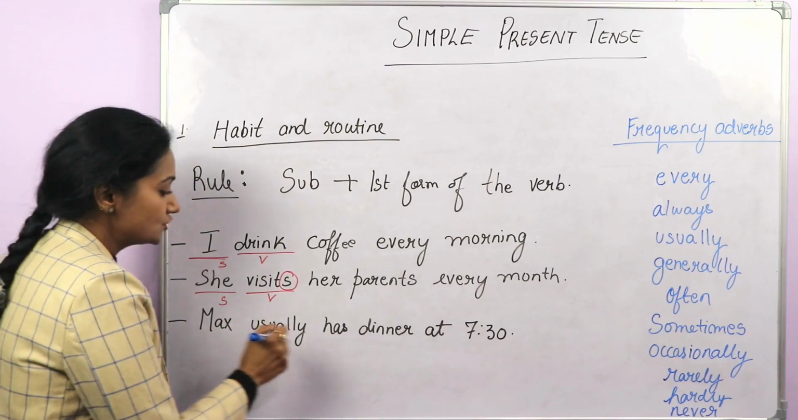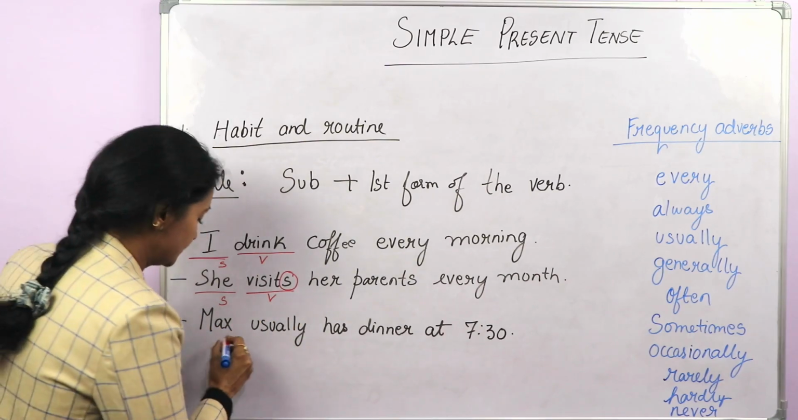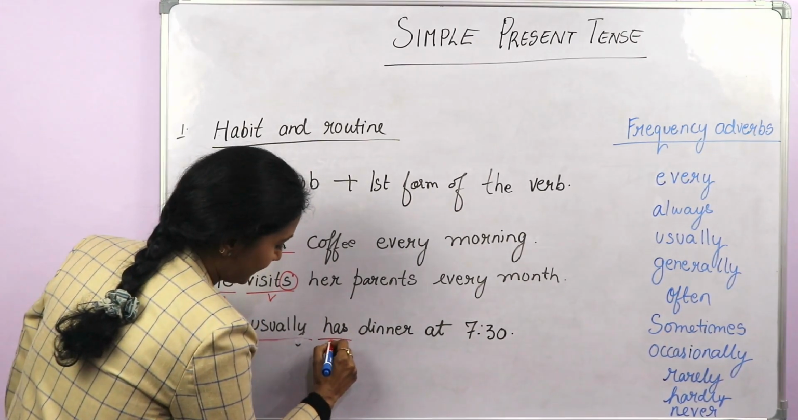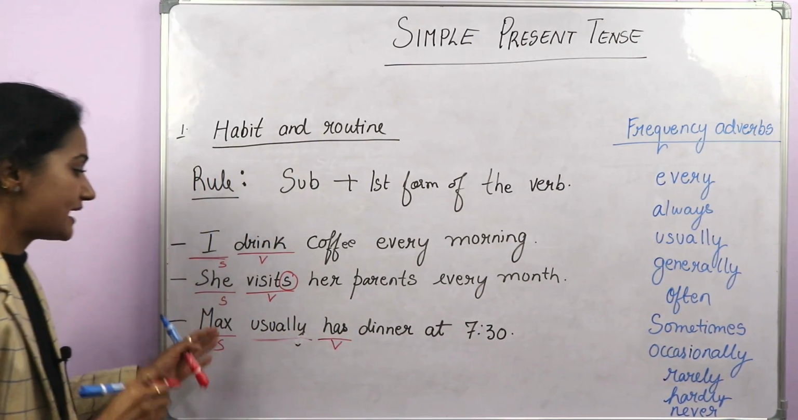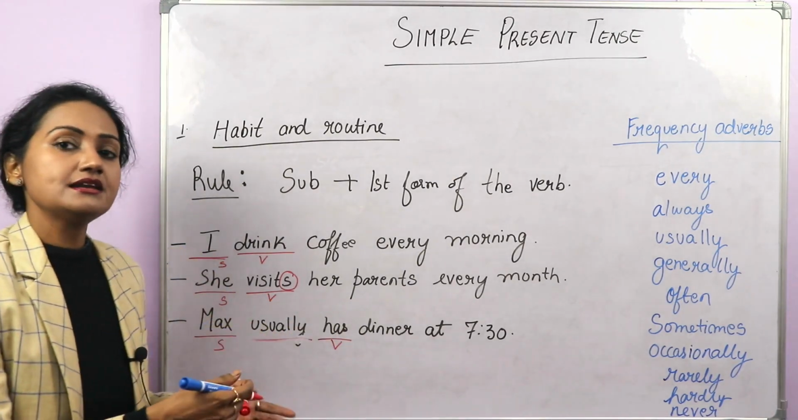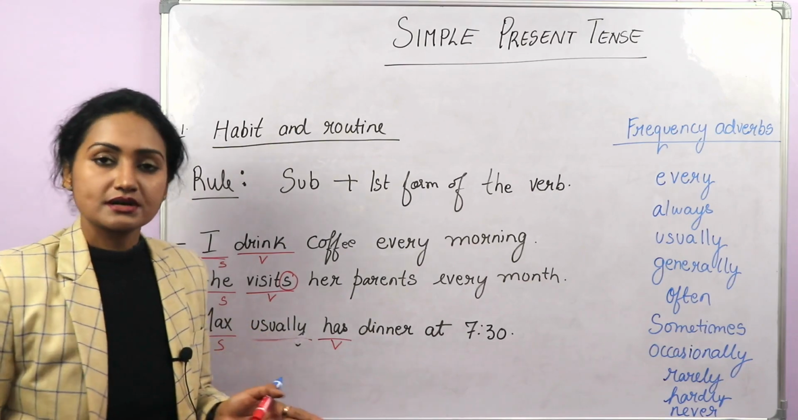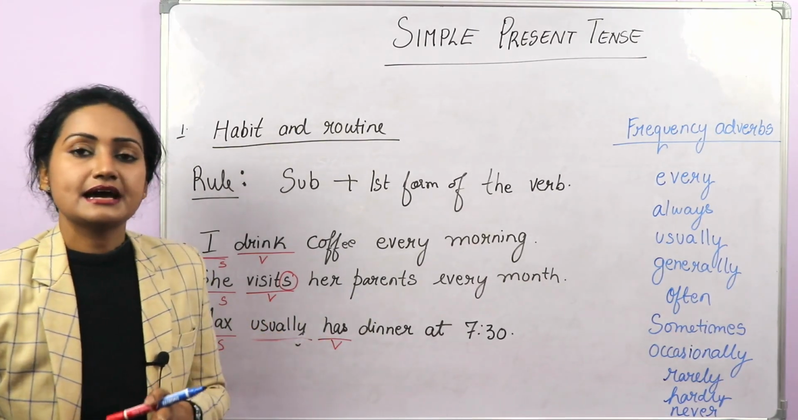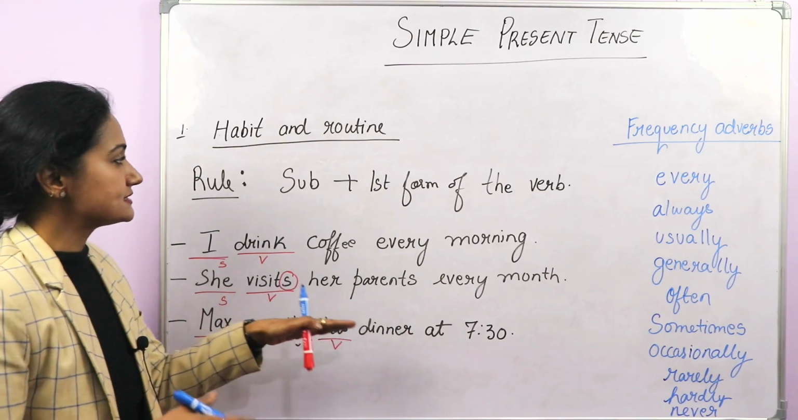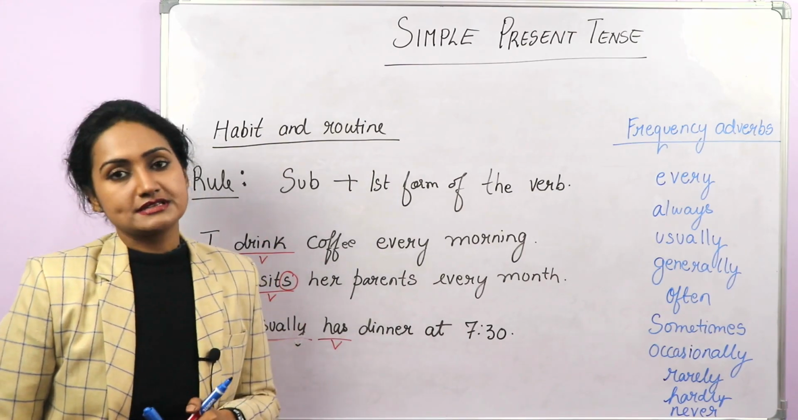Next is: Max usually has dinner at 7:30. So this is the subject. The verb is has. Max has dinner at 7:30. This is again a routine we are talking about. This is his daily routine that he has his dinner at 7:30. That's why we have made this sentence in simple present tense.